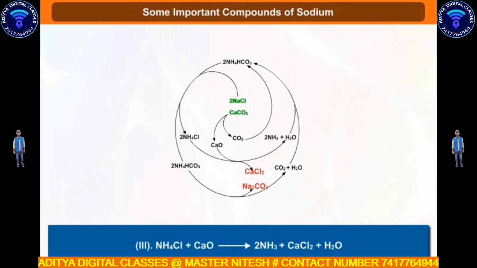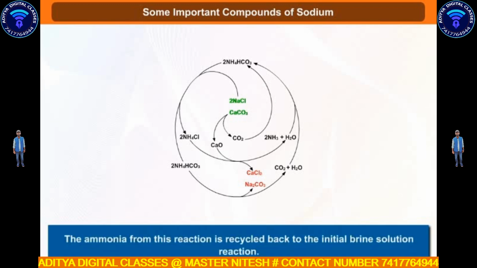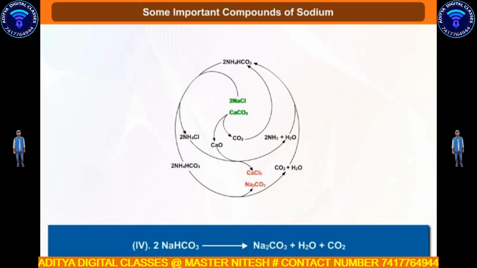The sodium bicarbonate that precipitates out in reaction 1 is filtered out from the hot ammonium chloride. The solution is then reacted with quicklime. The ammonia from this reaction is recycled back to the initial brine solution reaction. The sodium bicarbonate precipitated from reaction 1 is then converted to the final product.